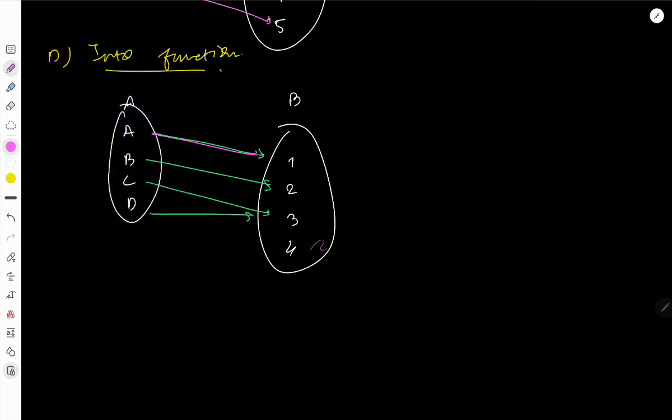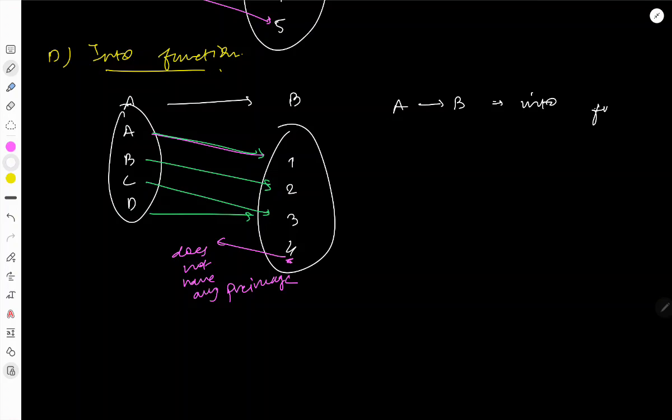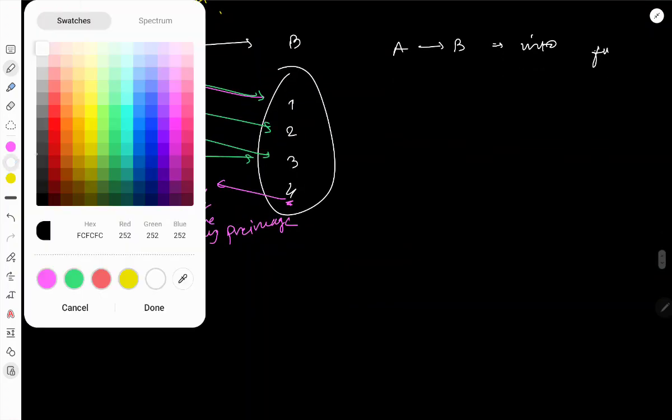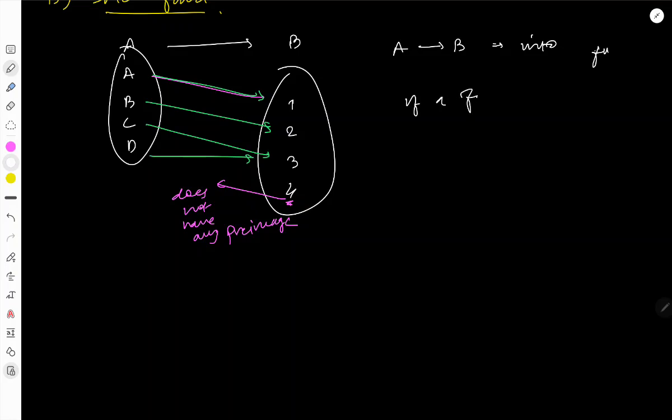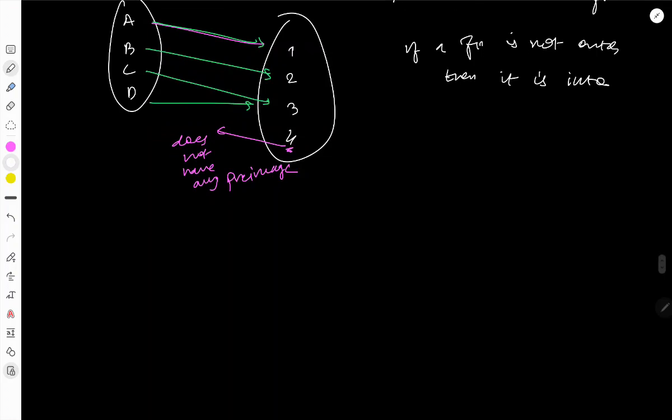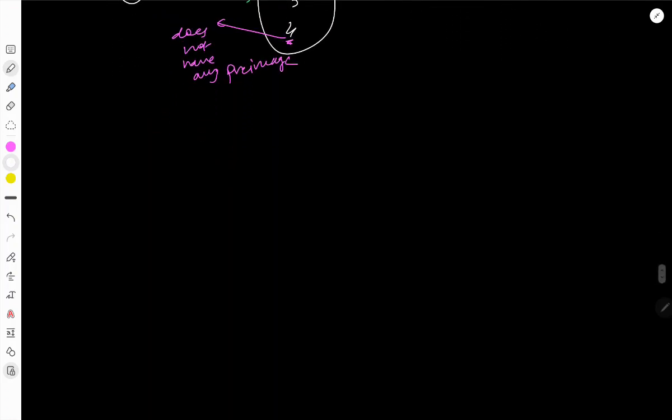So now 4 does not have any pre-image. Thus the function A is related to B this time is an into function, and it is like, if a function is not onto, then it is into. And now you have got it clear with this.